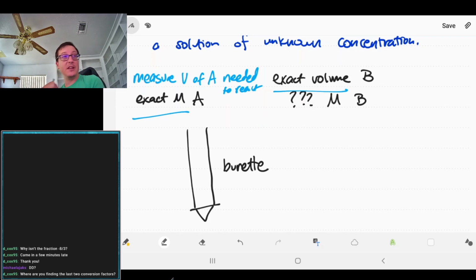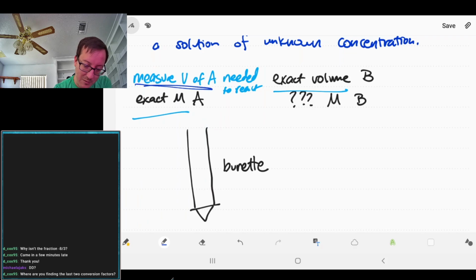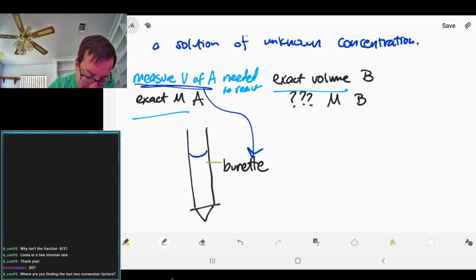is the instrument you would use to figure out that measurement of volume of solution A. You would put it into this burette. And the burette is always read to 2 decimal points because that's the way that the burette is written. So you'll have, say, 20 mLs, 21 mLs. Obviously, actually these are often written upside down, but we won't even worry about that yet.